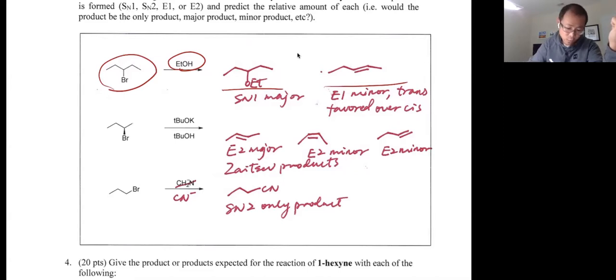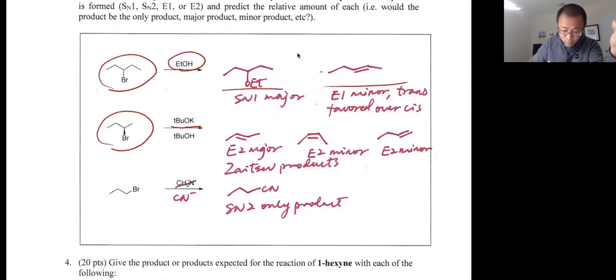The second case, we have a secondary substrate as well. But what is the base, guys? Take a look. A sterically hindered, strong base. So we have what? E2. Secondary, hindered base, no substitution. No substitution means we have elimination. And this is a strong base, so what elimination? E2 elimination. So all the products are E2 products.